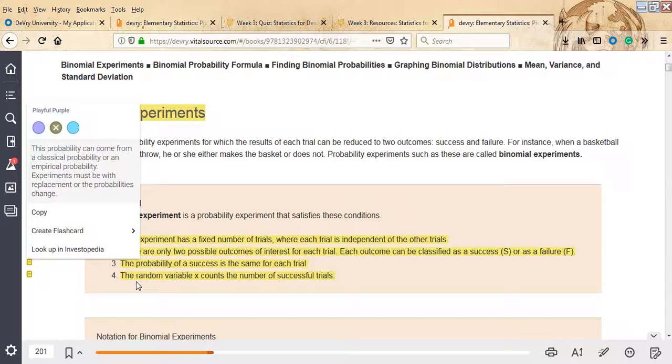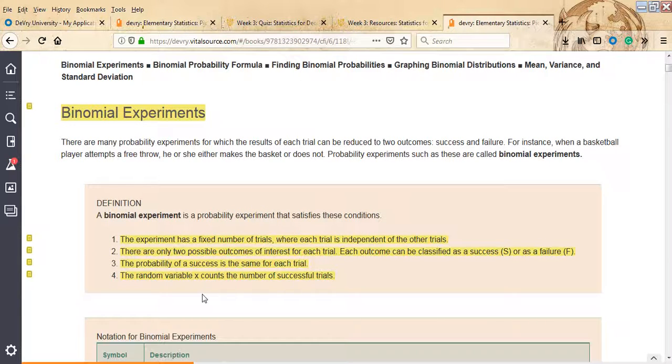And so in a lot of these problems, even what I'm going to scroll down to in a moment, you'll see they jump back and forth between classical probabilities and empirical probabilities. So don't let that confuse you. In a binomial experiment, it can be based on either a classical or an empirical probability, and experiments must be with replacement or the probabilities change. So the third rule here is that they must be the same in each trial. So that's, again, why there's a requirement for a replacement.